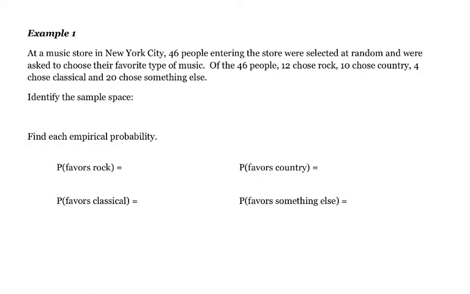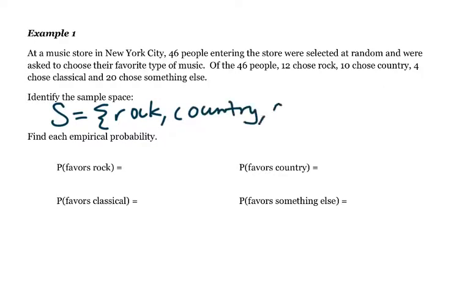So our sample space, S, is going to equal the set of responses. So that's rock, country, classical, and something else. Okay, that's my sample space. We're going to find the empirical probability for each of these.